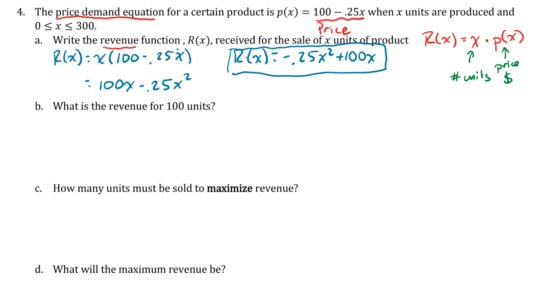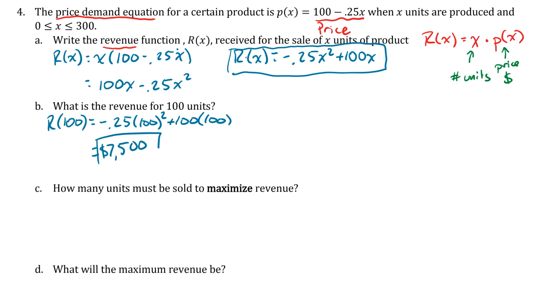For part B, what is the revenue for 100 units? So we're looking for revenue, that was R of x. And if we want it for 100, we just replace that x with 100. So it's going to be negative 0.25 times 100 squared plus 100 times 100. Multiply that all out in your calculator, and you should be getting $7,500. So if you make 100 units, you can expect to get $7,500 in.